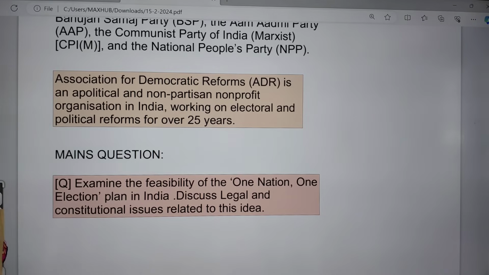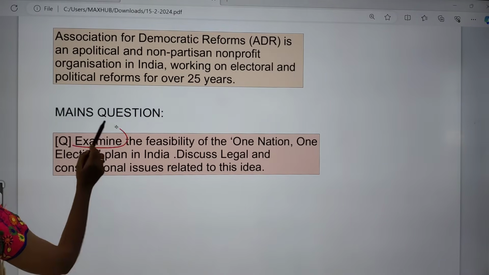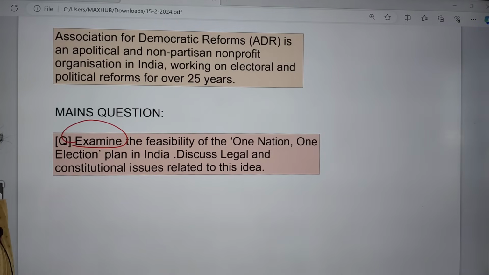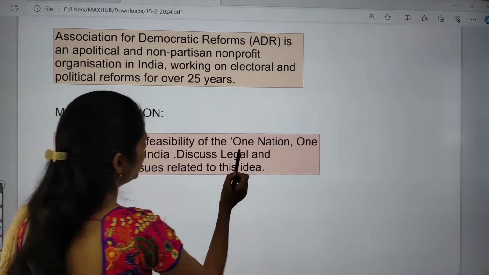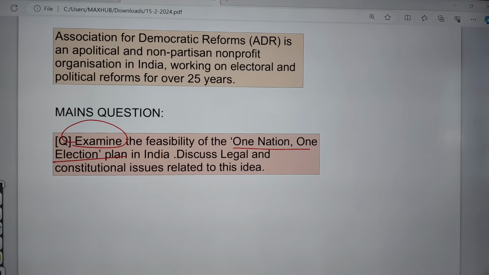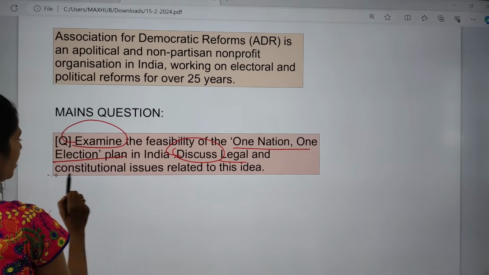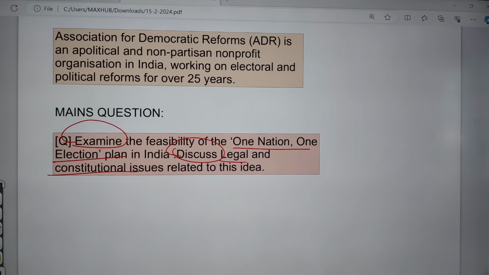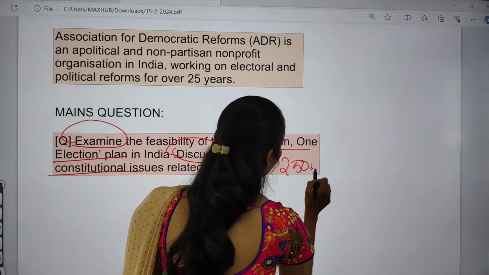Now I want to give you, as usual, a mains question. The keyword is examine: examine the feasibility of the one nation, one election plan in India. And the next keyword is discuss: discuss legal and constitutional issues related to this idea. Try to write the answer, and the word limit is 250 words.